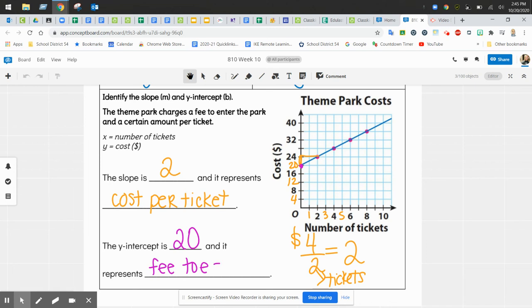So if you go to this theme park, you have to pay $20 to get in, and then you pay $2 per ticket. Awesome. You guys can move on to the independent.